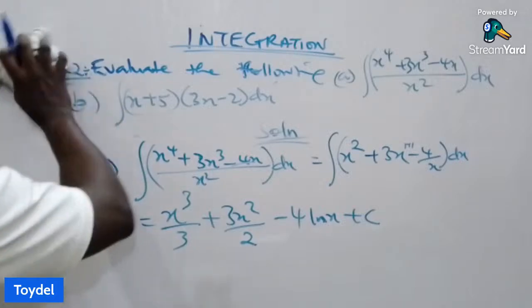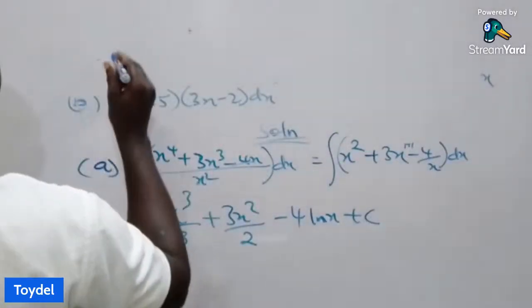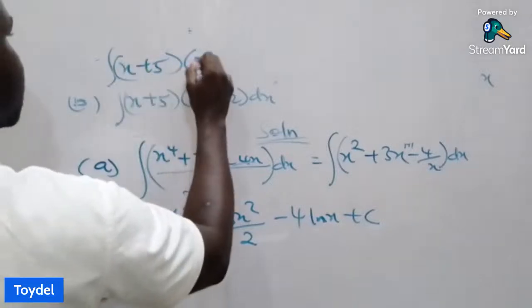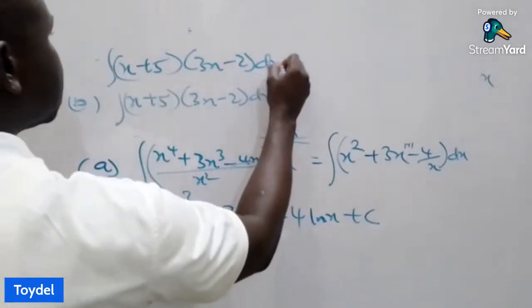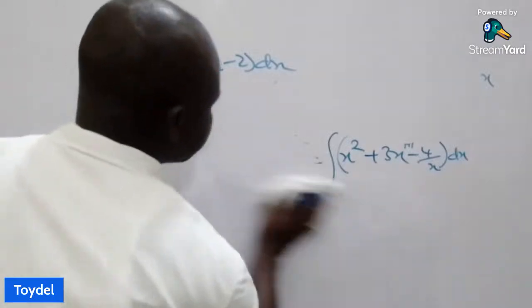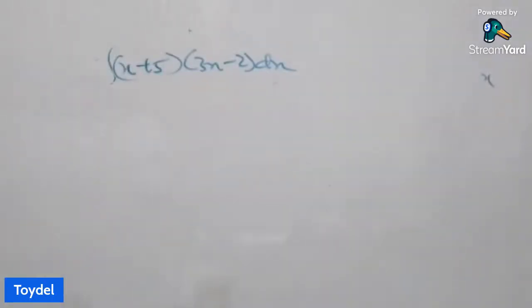So we go to this second example, where we have the integral of x plus 5 times 3x minus 2 dx. So how do we integrate this? You know, it's a factor. We have 2 factors there. So how do we integrate this? It depends on how you want to approach it.